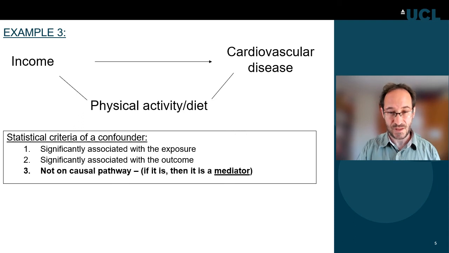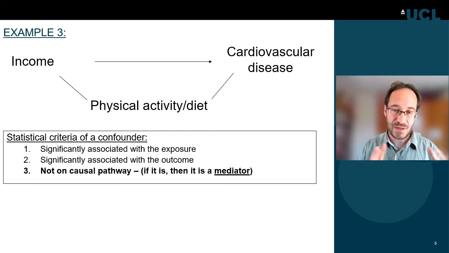So in this example, can physical activity and diet be mediators instead of confounders? For example, is it possible that people have poorer diet and do less physical activity because they have lower income, and they develop cardiovascular disease because they have poor diet and don't do enough physical activity? I think it is absolutely possible. So the causal chain may go through these lifestyle factors, and they can definitely be called mediators instead of confounders.